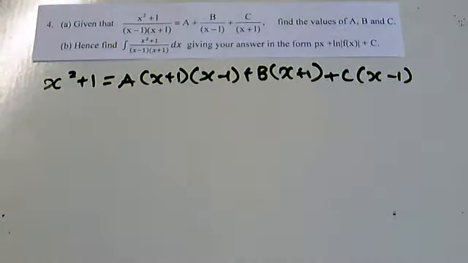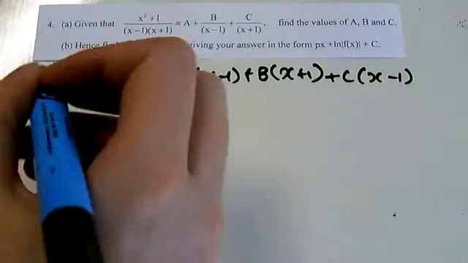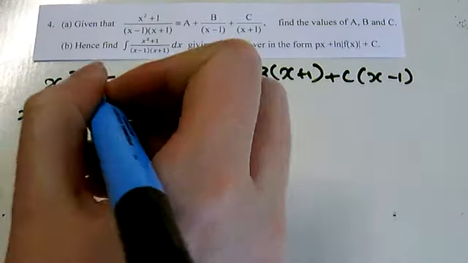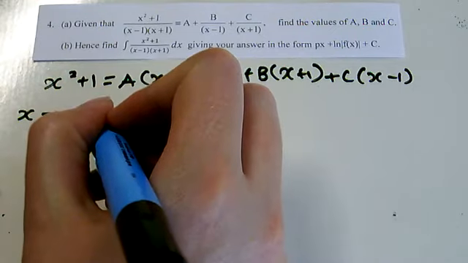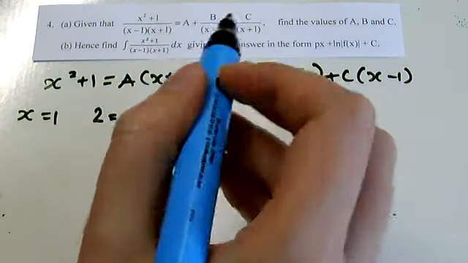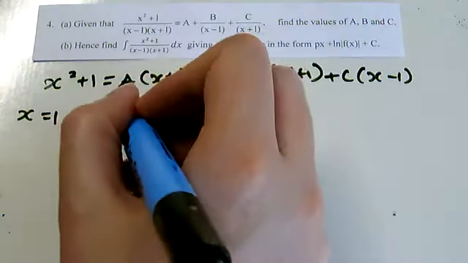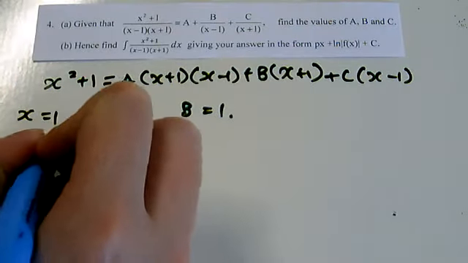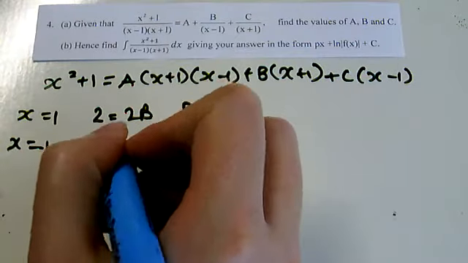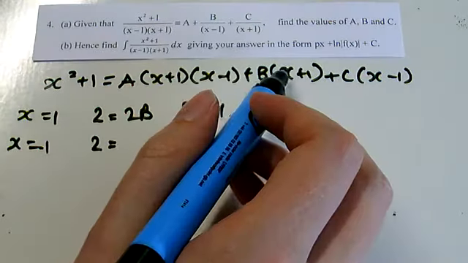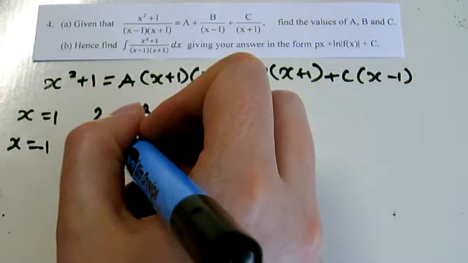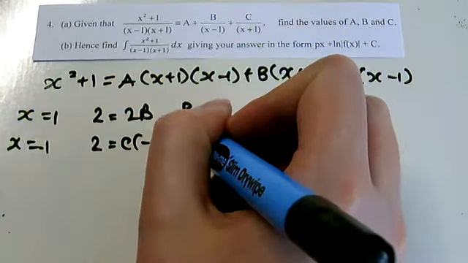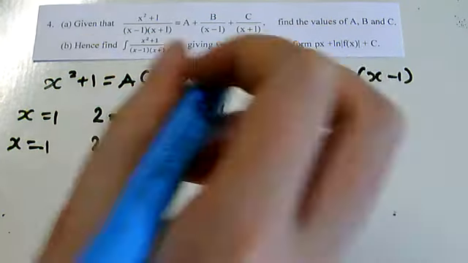To clear the brackets, I'm either going to want to sub in 1 or minus 1. Let's do 1 first. So when x equals 1, I get 2. This bracket cancels as 2b. So b is 1. When x is minus 1, I still get 2 here. This bracket cancels, so I get c lots of minus 2. So c is minus 1.